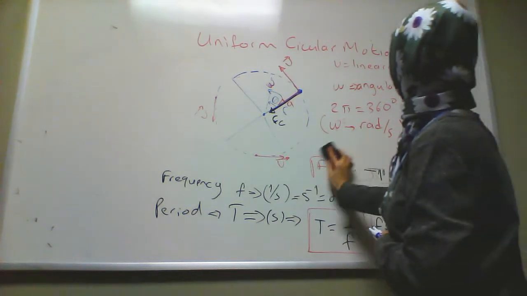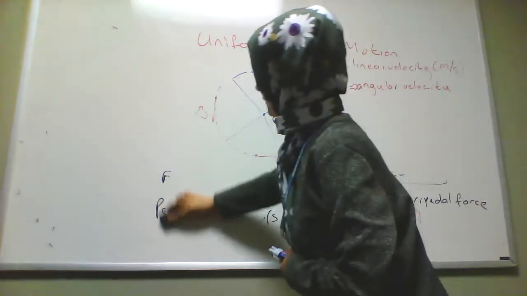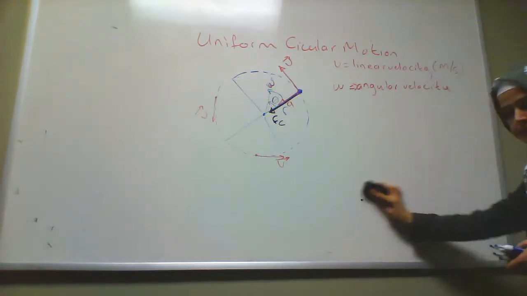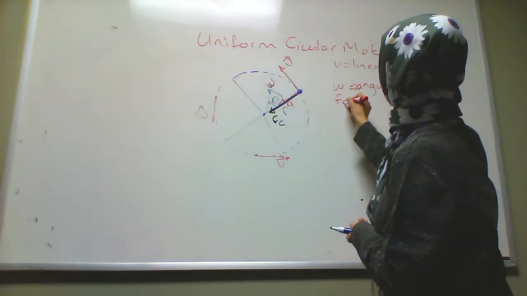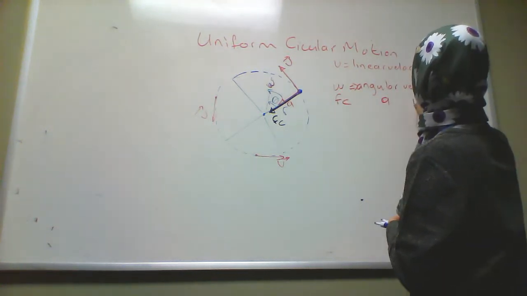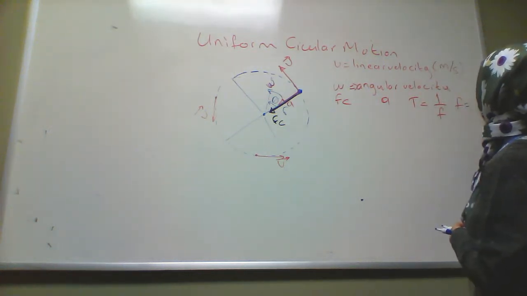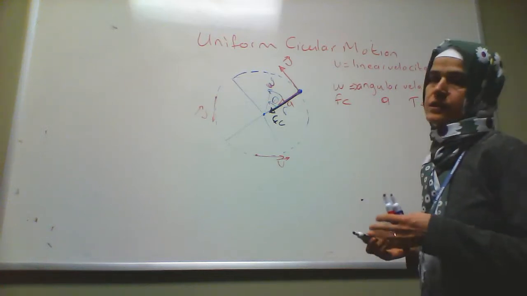Let me delete these. Leave the figure and do these simple derivations. So we have FC, we're going to find equations for all these. We have A, we have period is equal to 1/F, or F is equal to 1/T. We learned.